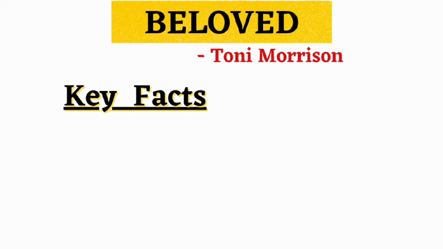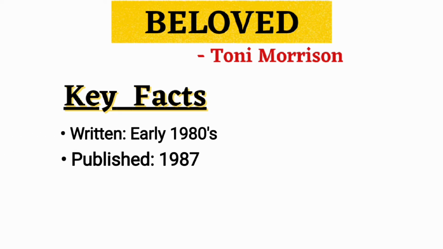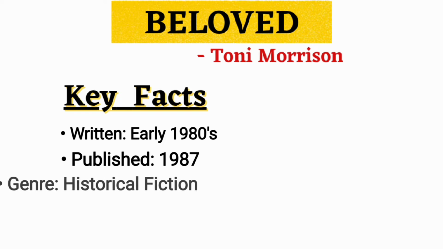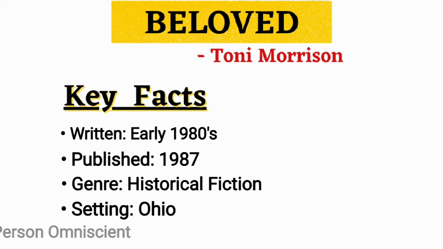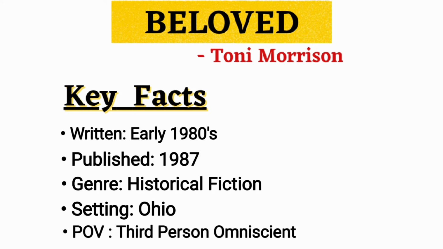Toni Morrison. Beloved is a novel written by American novelist and essayist Toni Morrison. Beloved was written in the early 1980s and was later published in 1987. Its genre is historical fiction. Its setting is in Ohio, and its point of view is third-person omniscient. These were the key facts of the novel, and now let's proceed with our story ahead.